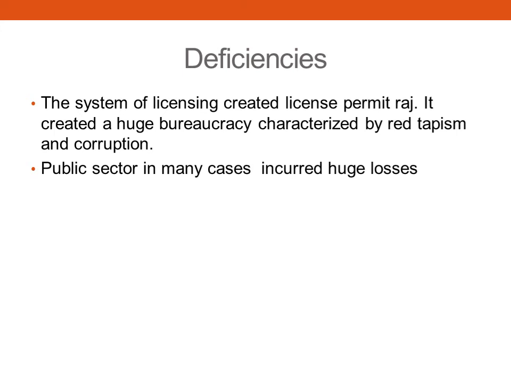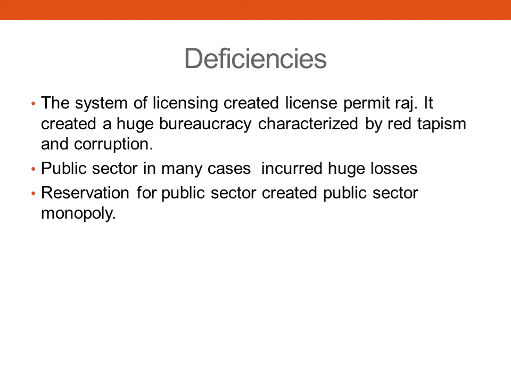Then public sector in many cases incurred huge losses. Our industrial policy gave more importance to the public sector industries, and these public sector industries incurred huge losses. Then the third one is reservation for public sector created public sector monopoly. The production of many goods was reserved for the public sector. Only the public sector can produce these goods, for example, iron and steel, capital goods industry, etc. So it created monopoly. Monopoly means absence of competition.